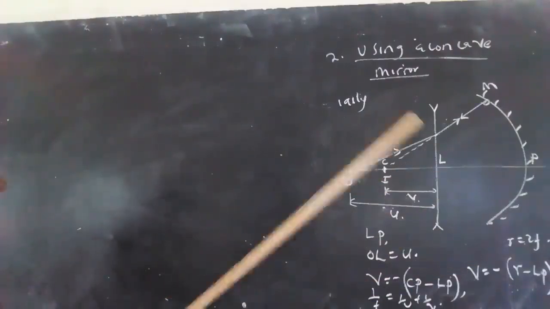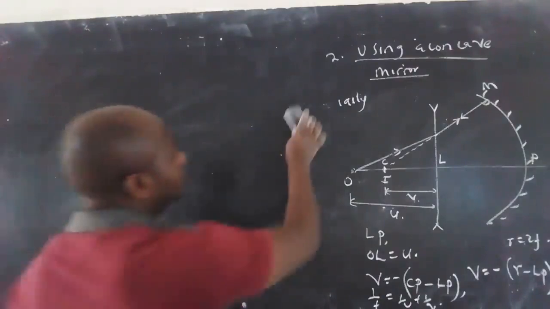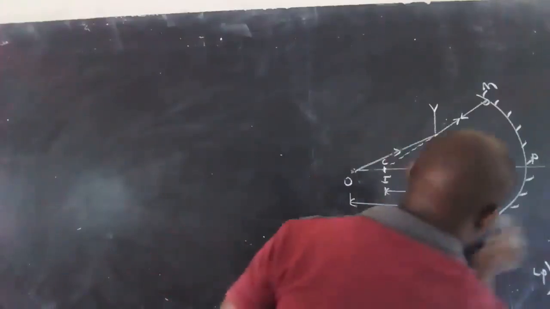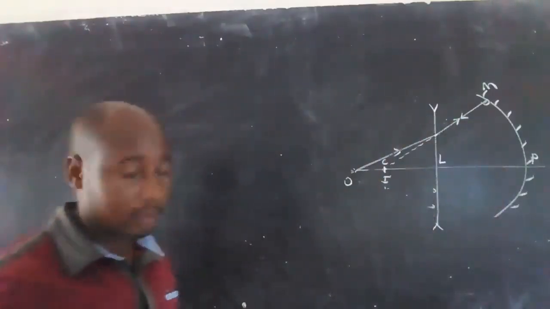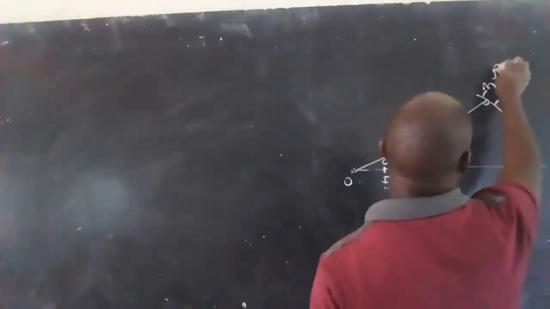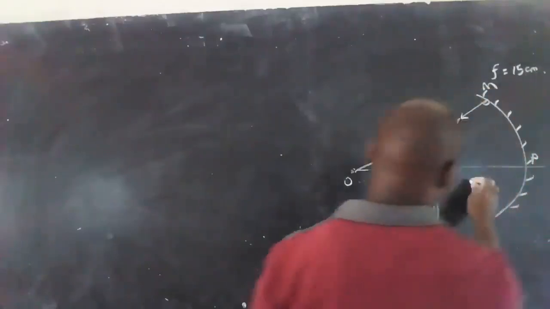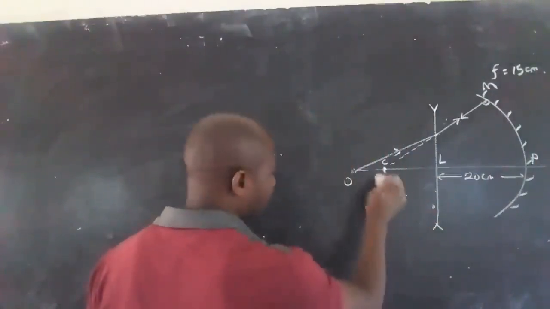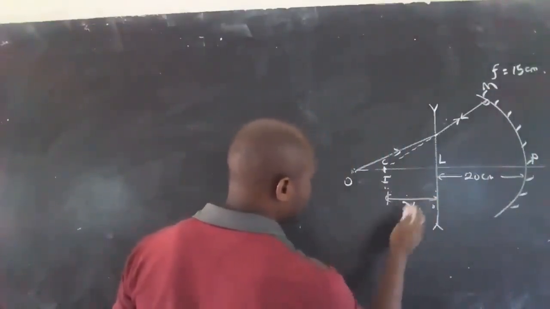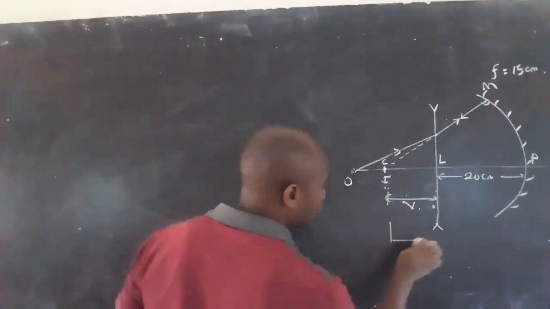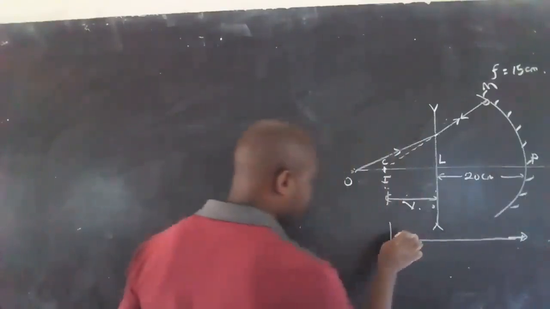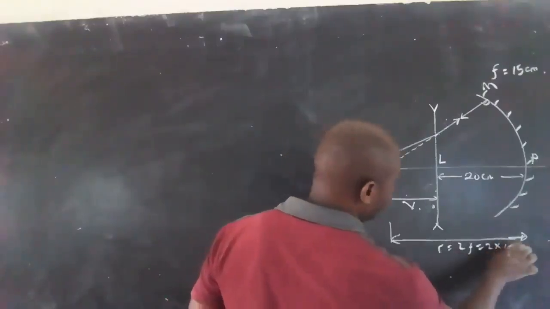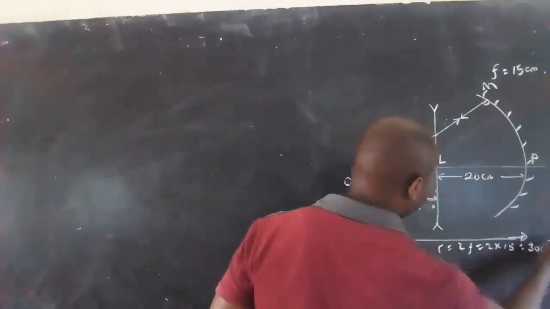So the diagram, I think we can use that one. Let's use this diagram. This one is of focal length 15 centimeters. The separation is 20. And then from here to here, this becomes our V. But since this is the center of curvature, the radius of curvature R is equal to 2 times F, which is 2 times 15, which is 30 centimeters.